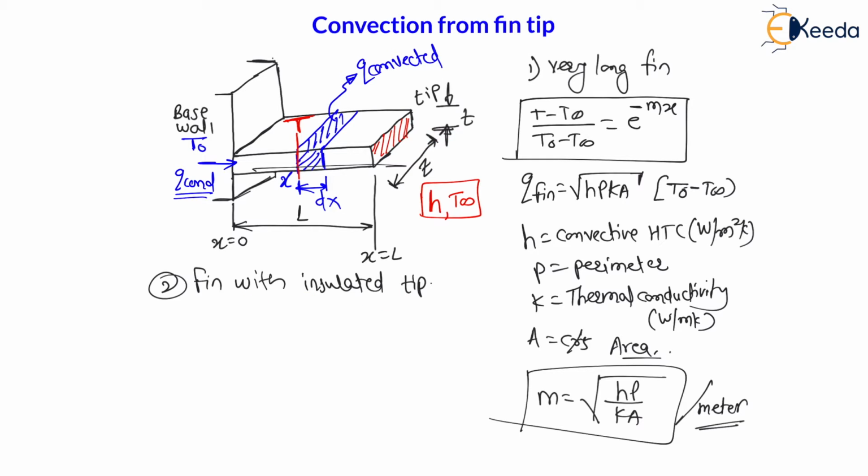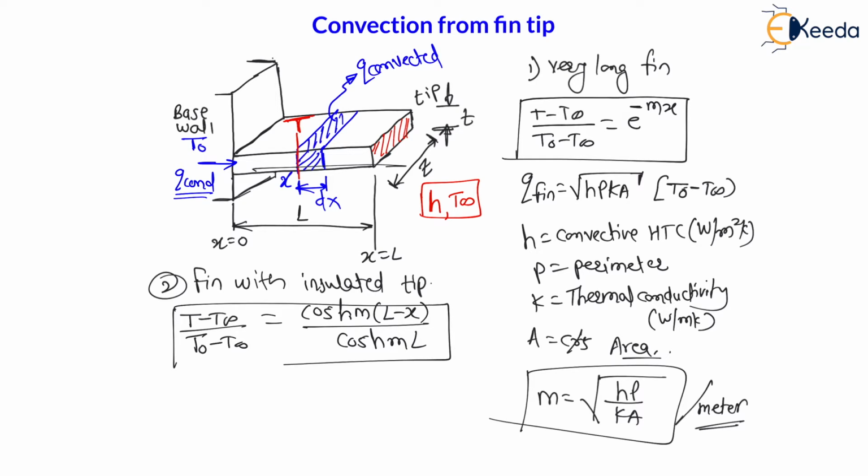Now, for this calculation, we have seen the temperature profile. T is the temperature at any location x, T infinity is the surrounding fluid temperature, T naught is the base wall temperature. Therefore, (T minus T infinity) divided by (T naught minus T infinity) is equal to cosh m(L minus x) divided by cosh mL. This is the temperature profile, right?